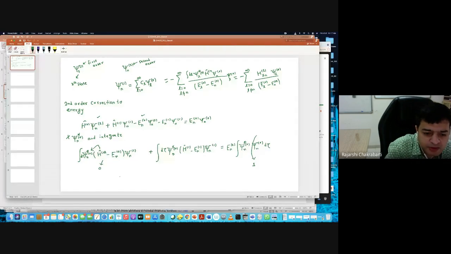So what have I left with? I have left with En2. And En2 is equal to this integral. What is that integral? So let me write it down again. Integral d tau, psi n0 star with H1 minus En1, acting on psi n1. Sorry for the bad handwriting.